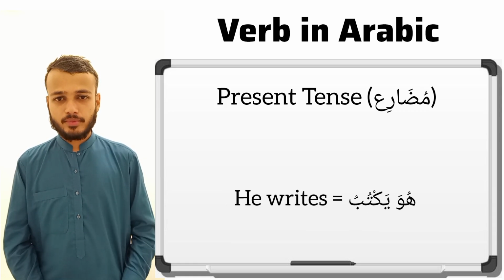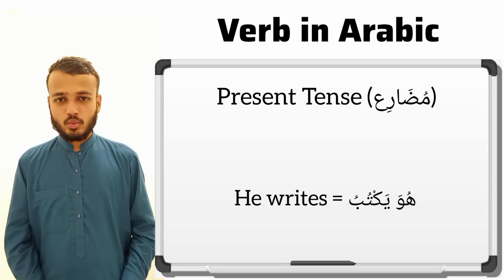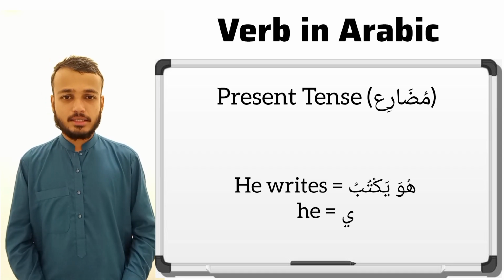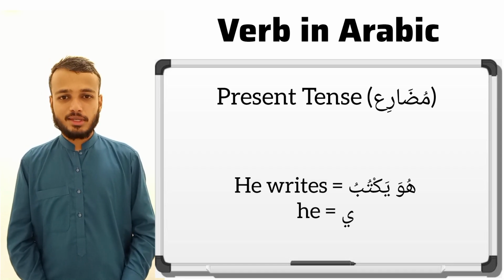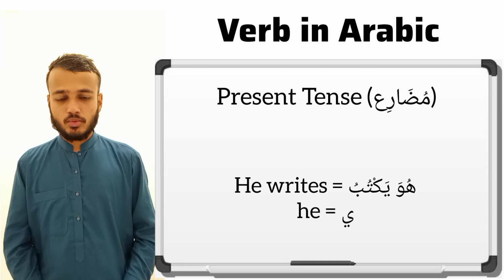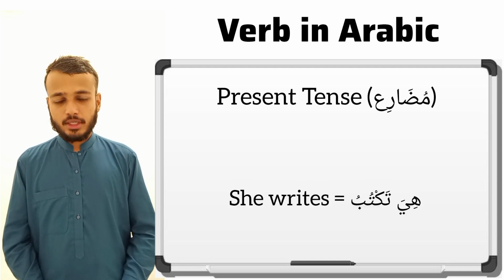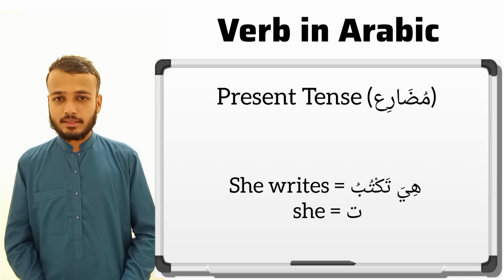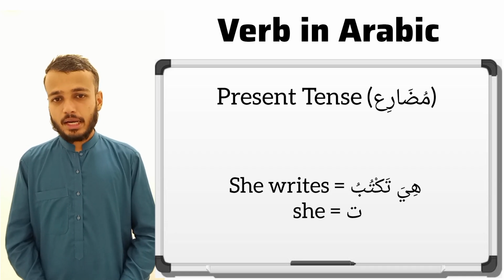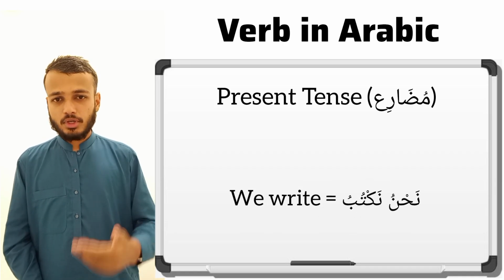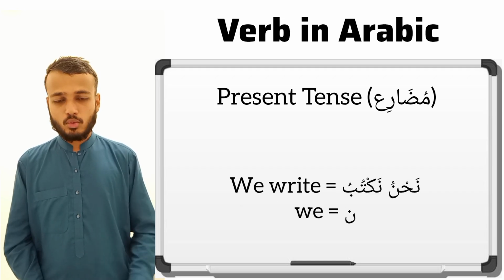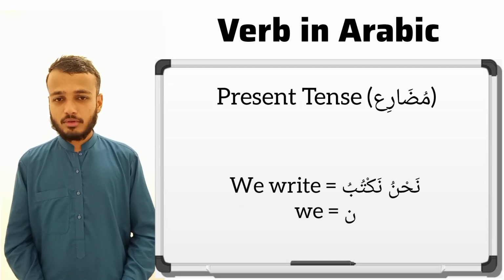He writes, huwa yaktubu. If we use he, we add ya at the starting of the word. She writes, hiya taktubu. For she, we use ta at the starting of the word. We write, nahnu naktubu. If we use we, we add na at the starting of the word.